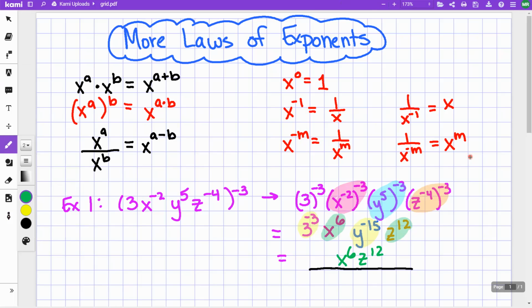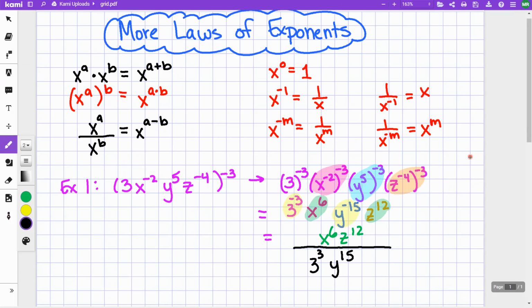On the bottom, I'm going to write it in black instead of yellow: 3 to the 3rd and y to the 15th. As I move them to the denominator, the exponents become the opposite sign. Now I'm going to clean up this answer. I'm going to have x to the 6th, z to the 12th in my numerator.